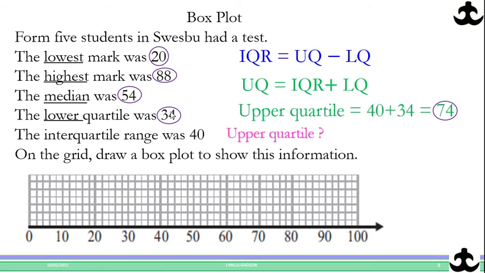So all we need to do is, we know our interquartile range is 40, and our lower quartile is 34. So that gives us upper quartile 74. So what we need is 74, and that's what we've calculated. Put it on the graph. 20 smallest, 88 highest, 54 median, 34 lower quartile, 74. Now use the lower quartile and the upper quartile to make the box.